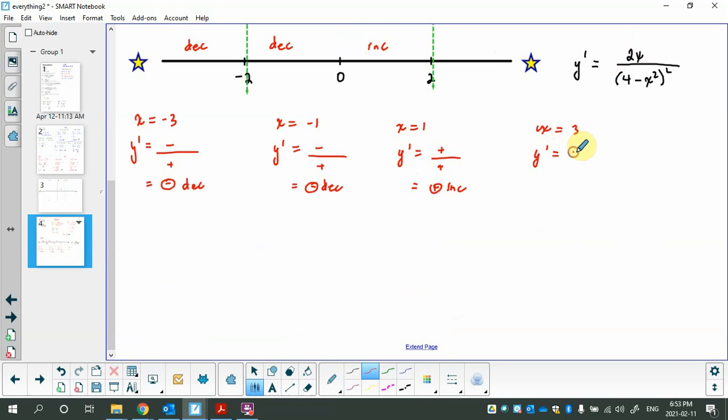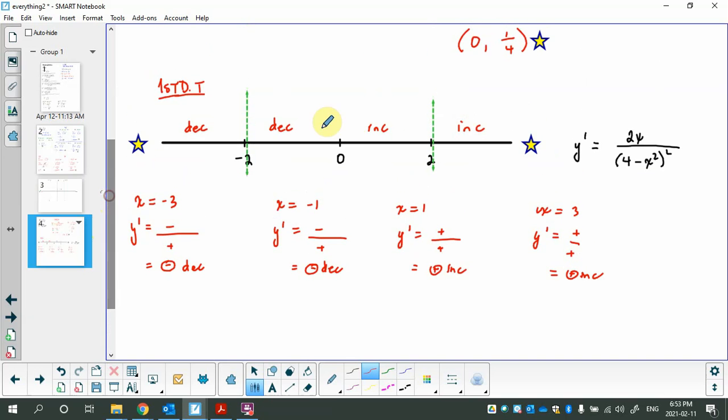2 times 3 is 6, which is positive. Don't care what this is, because when you square it, it's positive. And that means it's positive and it's increasing. And again, you don't care if it increases then decreases over a vertical asymptote. You only care over these critical points. So now I know that if this is decreasing, then increasing, this point right here is actually a minimum because it bottoms out. All right.